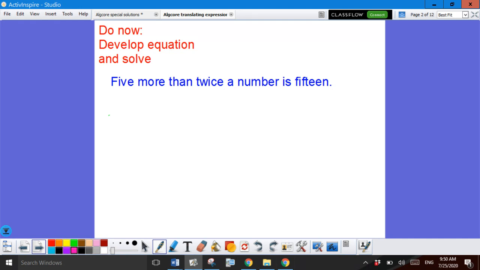So when I look at this type of problem, I know that I'm going to go from words to numbers. And the first thing I want to do is find all of my operators, which means I'm looking for things that mean add, subtract, multiply, divide, and equals. So let's start with the equals. It says is. I know is means equals. So that part's pretty easy.